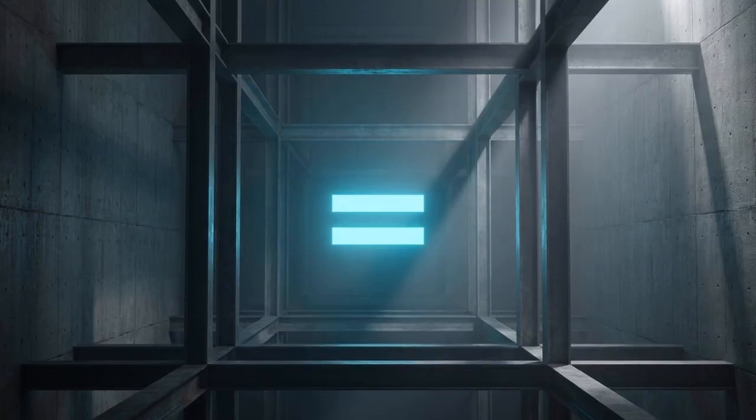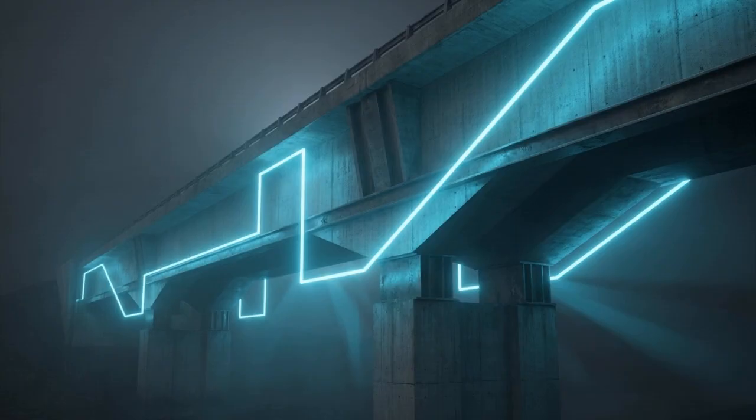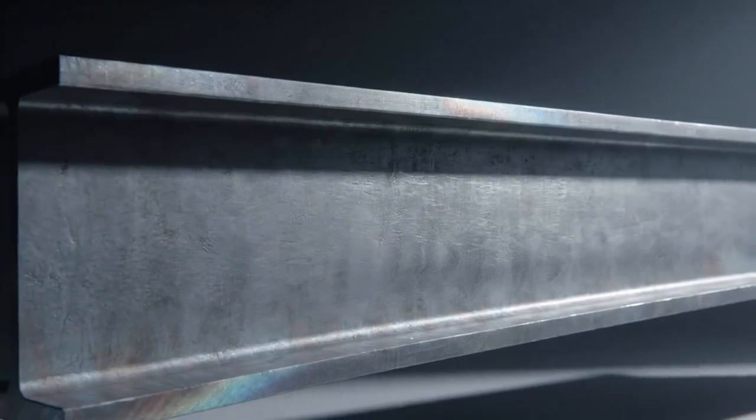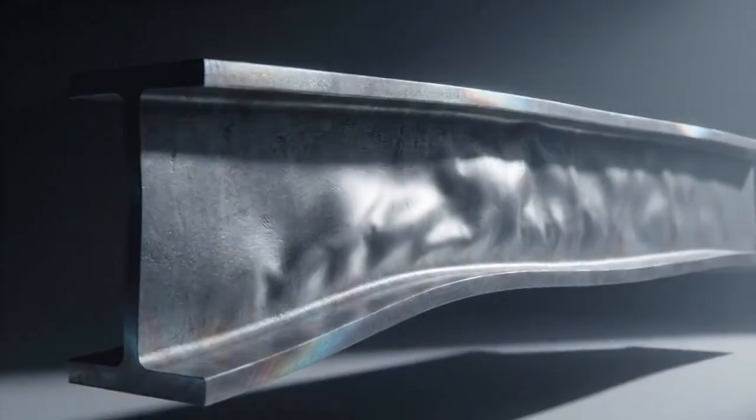There is a strict mathematical relationship here. At any given point on the beam, the exact slope of this shear diagram is equal to the intensity of the downward load directly above it. The shear force diagram maps the exact distribution of internal stress, turning an invisible physical threat into a predictable mathematical model. As shear force acts parallel to the cross-section, it works in tandem with the bending moment, the internal rotational force that attempts to curve the beam.